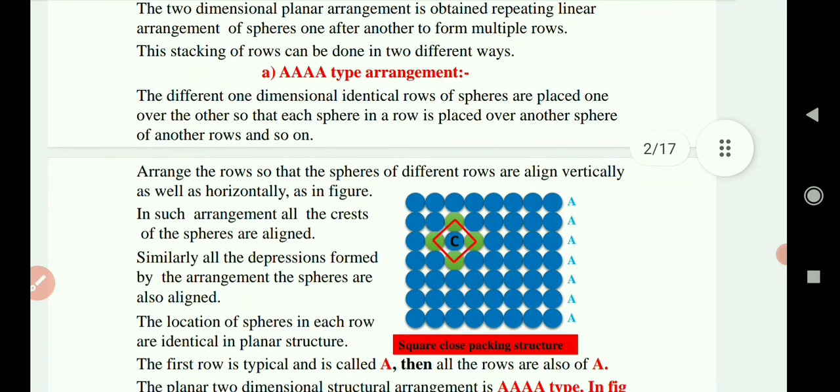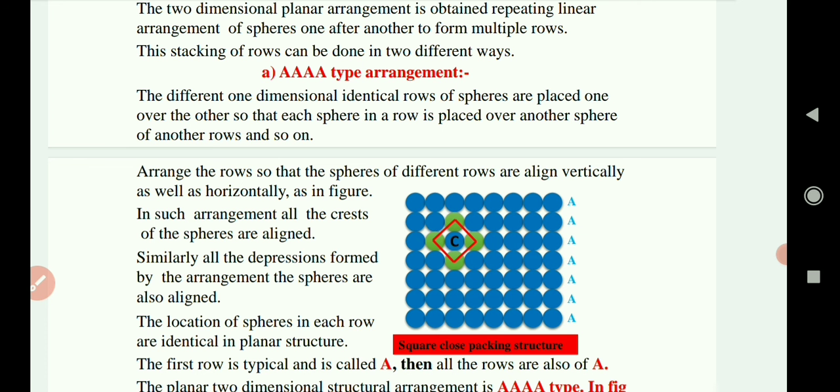Here the lines of spheres are arranged just one below the other, or you can say the spheres are arranged one below the other in one line. They are aligned vertically as well as horizontally. If you check the line vertically, they are in one line. If you check it horizontally, then also they are in one line.